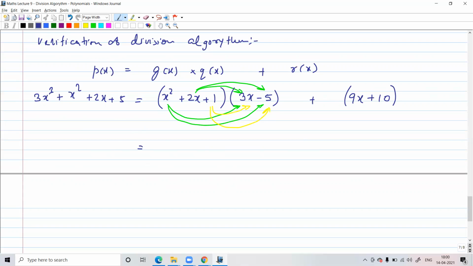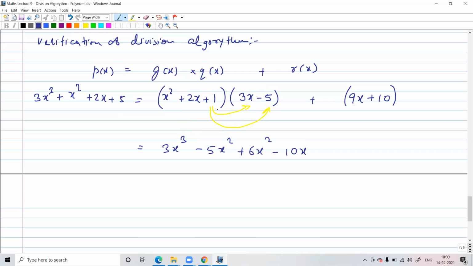So I will start with x square. x square into 3x will become 3x cubed. Then x square into minus 5 becomes minus 5x square. These two done. Then let's take up 2x into 3x minus 5. 2x into 3x becomes 6x square, and 2x into minus 5 becomes minus 10x. So these two also done. Now multiply 1 with 3x, it will become 3x only, and 1 with minus 5 will become minus 5. So these two also done.